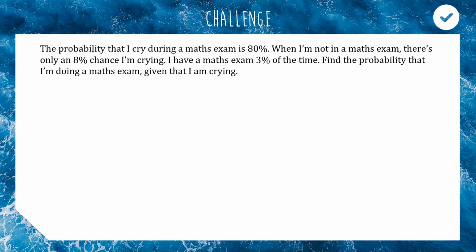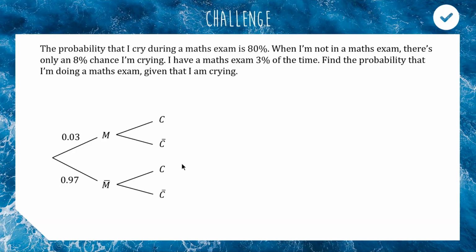So we have a condition, so we need to find a conditional probability. Like I've been saying, with these really complicated questions, if you're getting lost, you can help yourself by drawing a quick tree diagram. So we've got maths exam, and then with a hat on means not maths exam. We're doing a maths exam 3% of the time, so we're not doing a maths exam 97% of the time. Now we have crying and not crying as our second stage for the event. When I'm in a maths exam, there's an 80% chance I'm crying, which means there's a 20% chance I'm not crying.